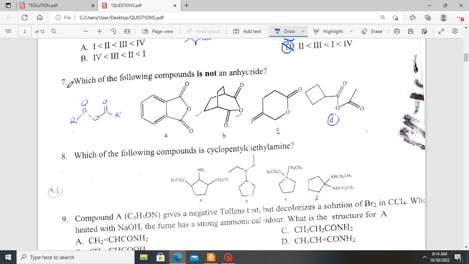Question 7. Which of the following compounds is not an anhydride? So which of these is not an anhydride? A central oxygen bonding to carbonyl carbons defines an anhydride functional group. So this is an anhydride, this is 1, but C is not an anhydride.